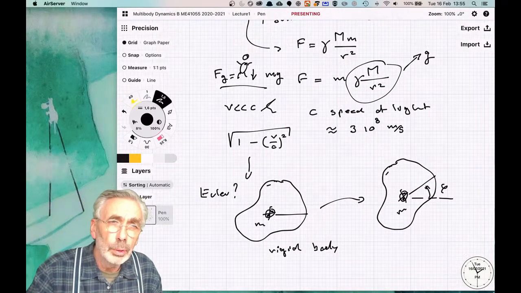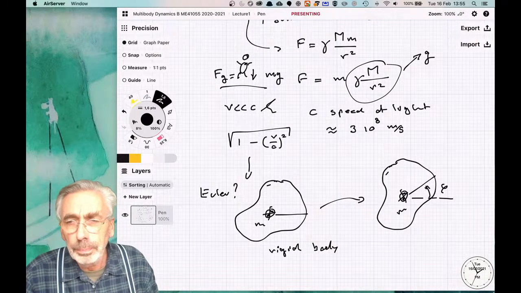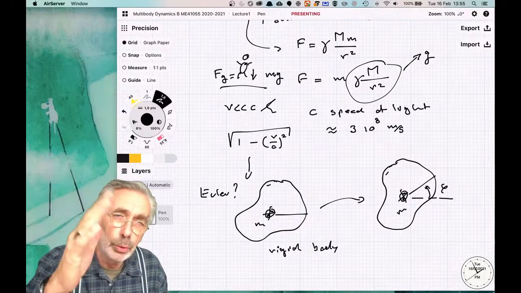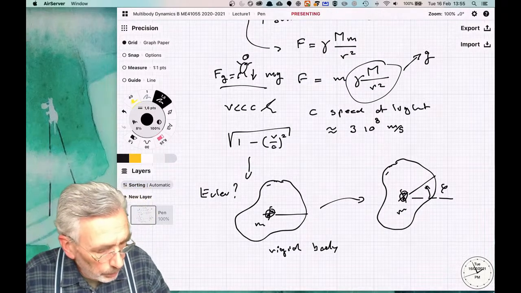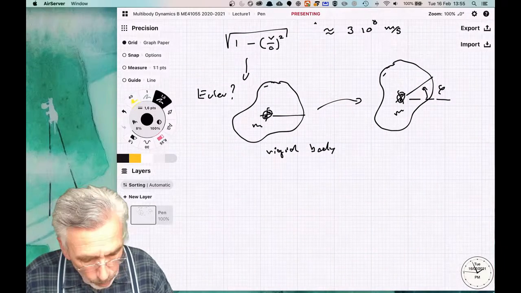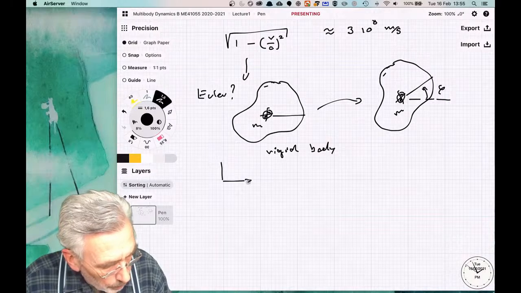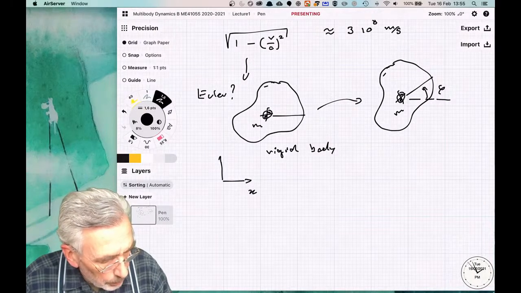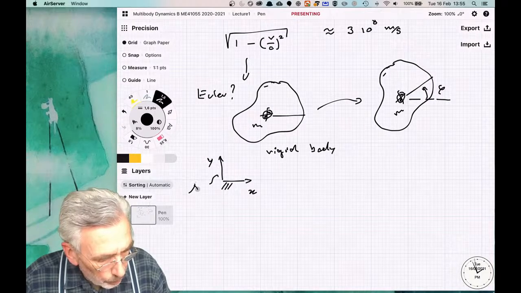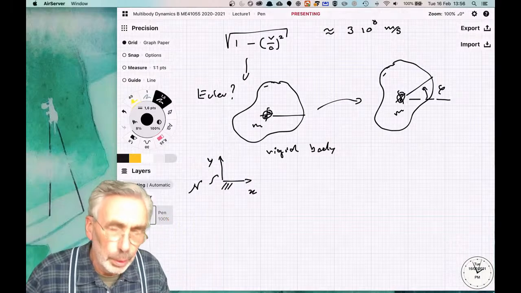Now, the linear motion can easily be described with these Newton equations: the sum of the forces equals mass times acceleration in Cartesian directions. But how do we describe the change in orientation? Well, let's start with this Cartesian coordinate system, x and y. And let's take an inertial frame. Remember from advanced dynamics, with some curly letter, n is usually the inertial frame.